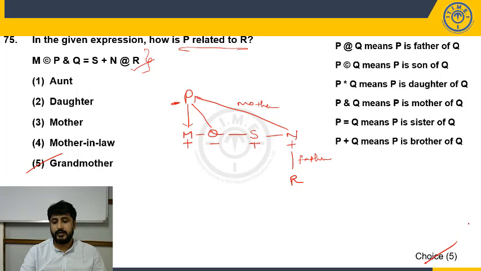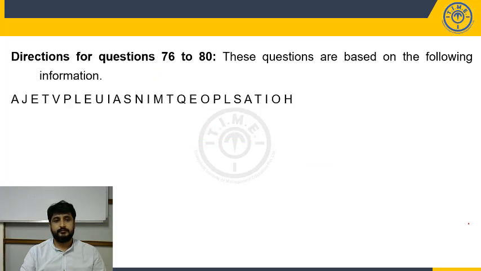Okay, move to the next questions. We have been given a sequence. These questions are based on the following information and we have 5 questions below this. And these kind of questions are very easy. 5 questions can be completed in less than 2 minutes of time.